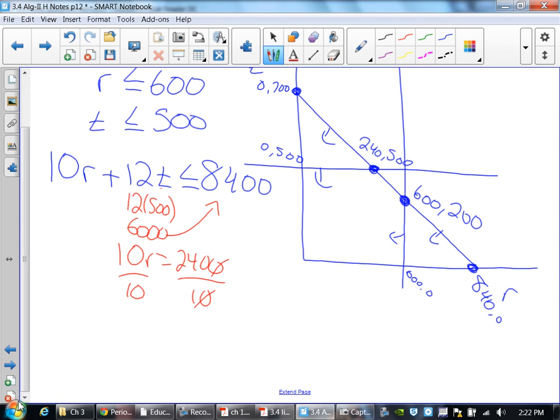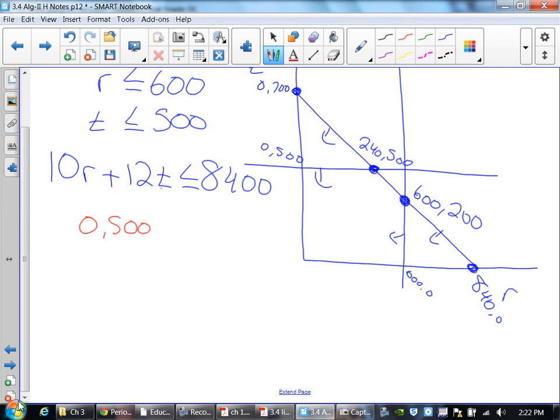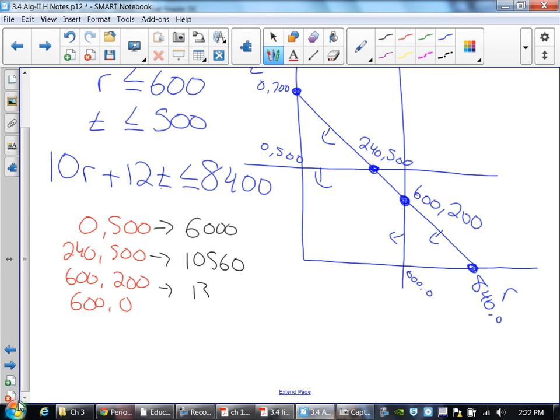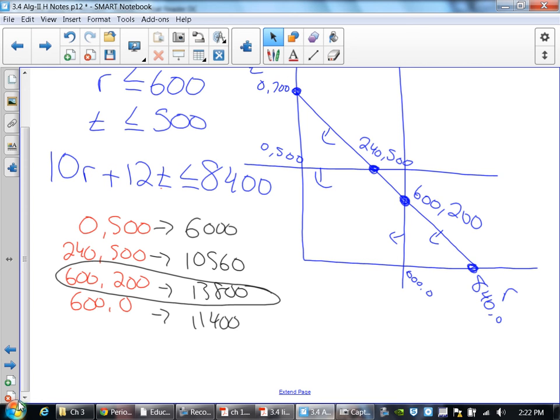So your ordered pairs wind up at 0, 500, 240, 500, 600, 200, and 600, 0. Gives you values of 6 grand, 1050, 560, 13,800, and 11,400, which gives you a maximum of 600.